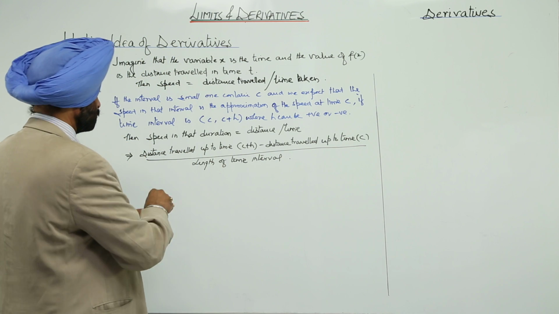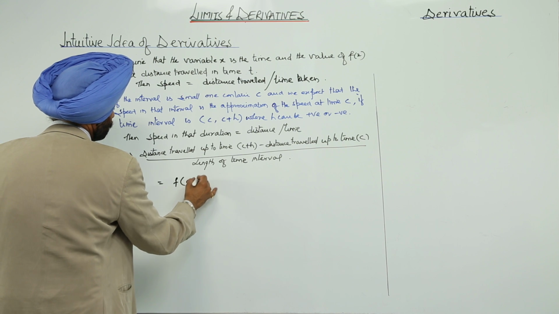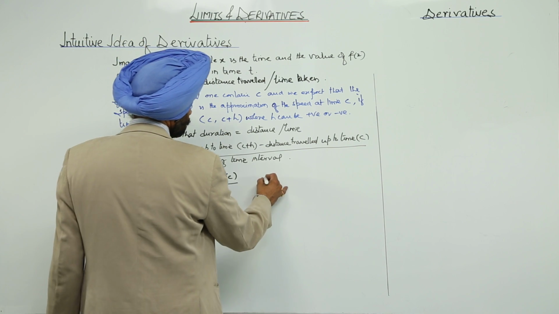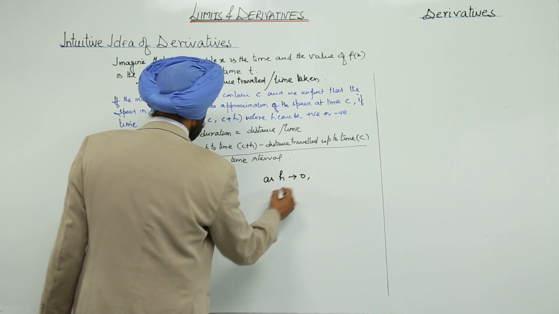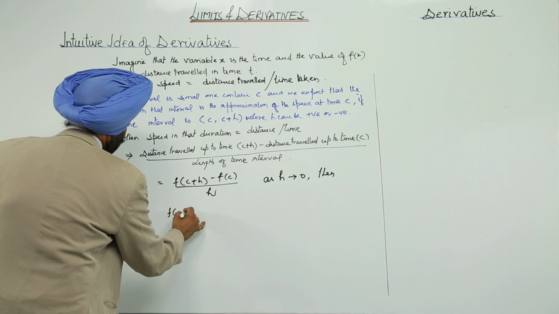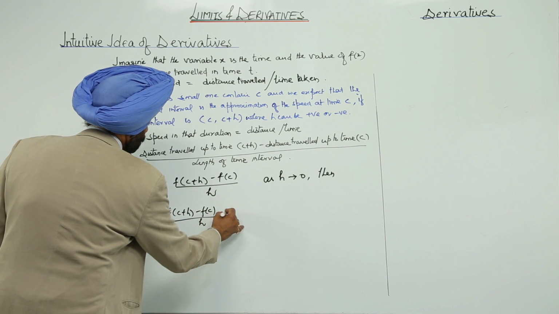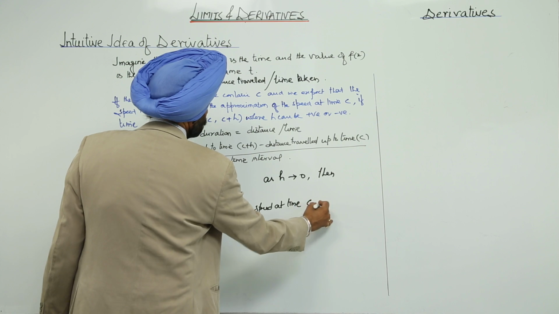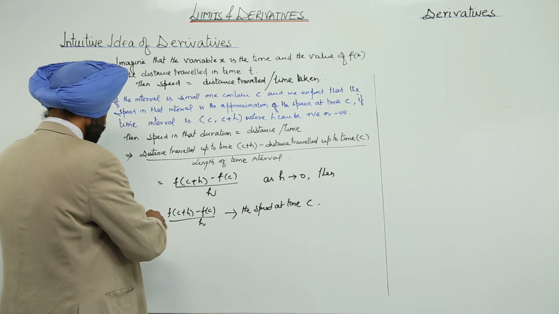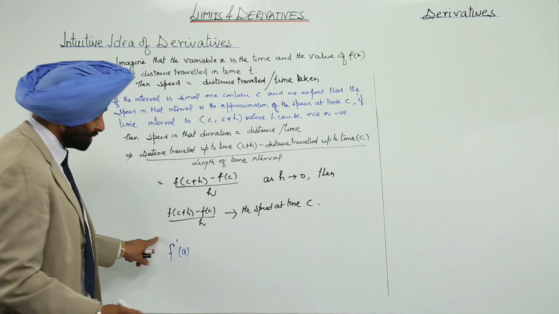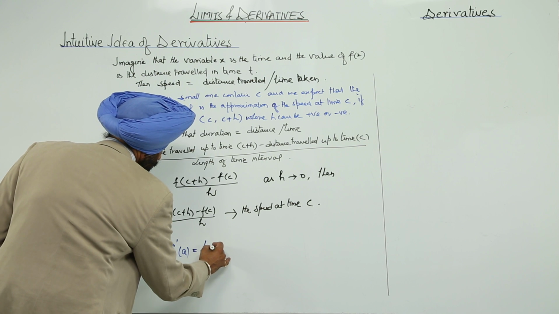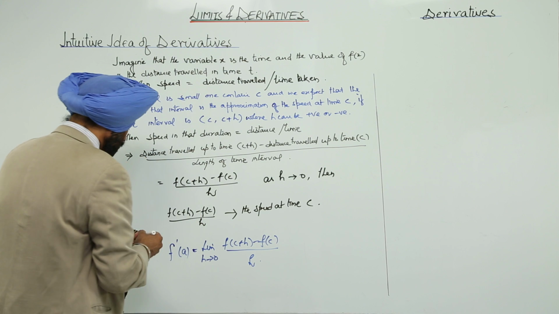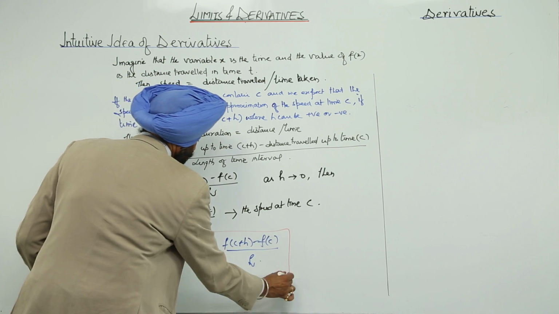So this can be written as f(c plus h) minus f(c) upon h. Now as h approaches 0, f(c plus h) minus f(c) upon h approaches the speed at time c. So we can write it with this symbol for derivative: f derivative of a is equal to limit h approaches 0 of f(c plus h) minus f(c) upon h. So this is the intuitive idea for finding the derivative.